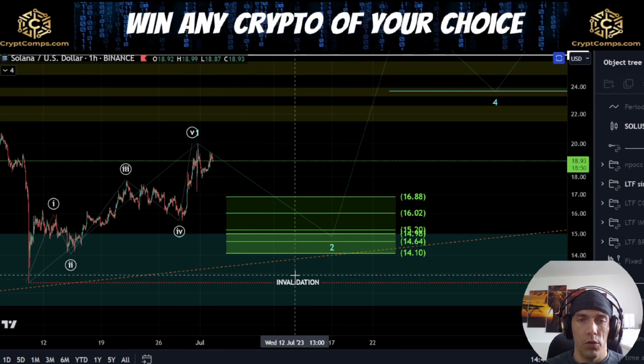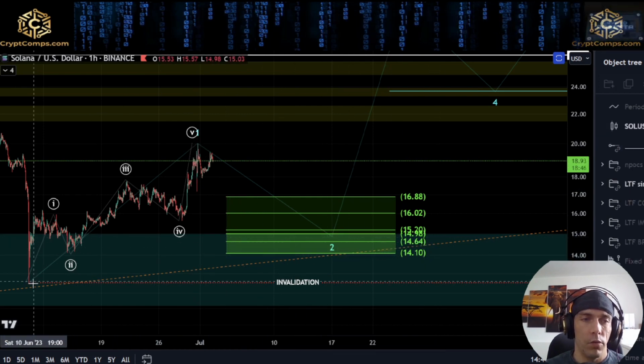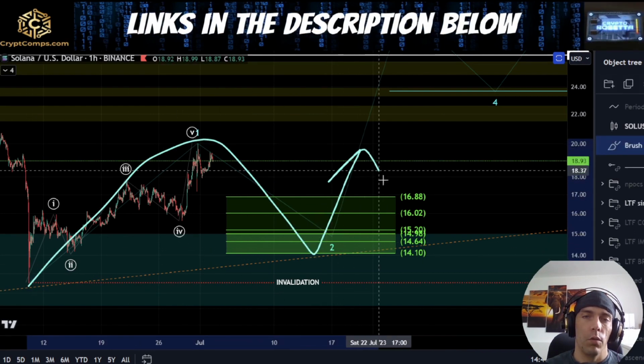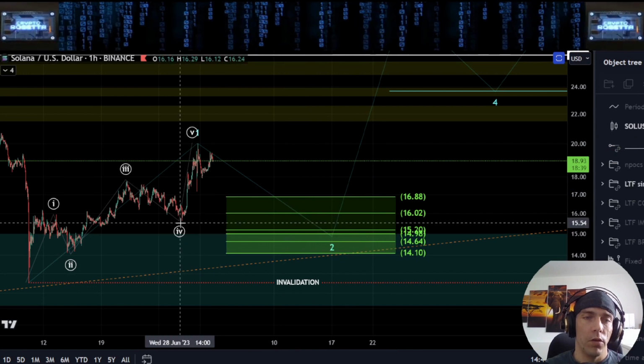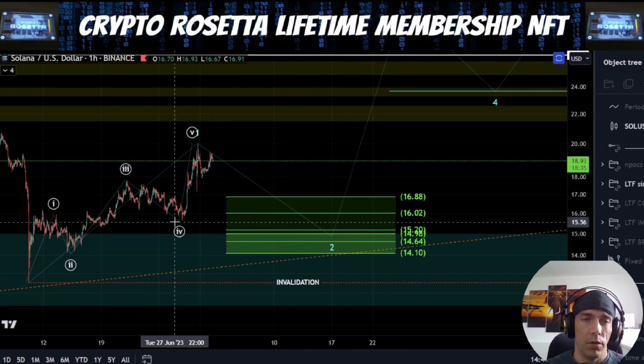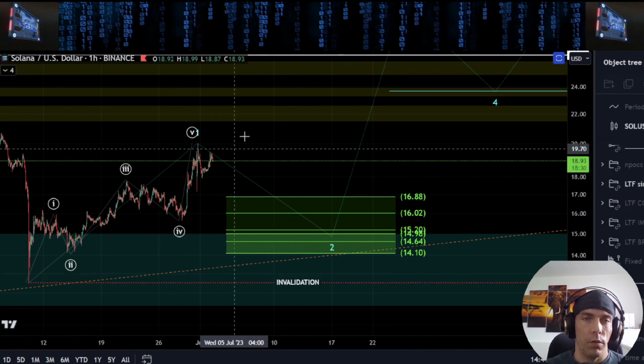Alternatively, if we do look to push down deeper here, what we could actually see is this come into the 786, which would be a back test of this trend line again, where we could potentially then look for that continuation from there. Now, it is also possible that we could look to extend out here, but if we just take out this low over here, that will invalidate the potential of this extension count.